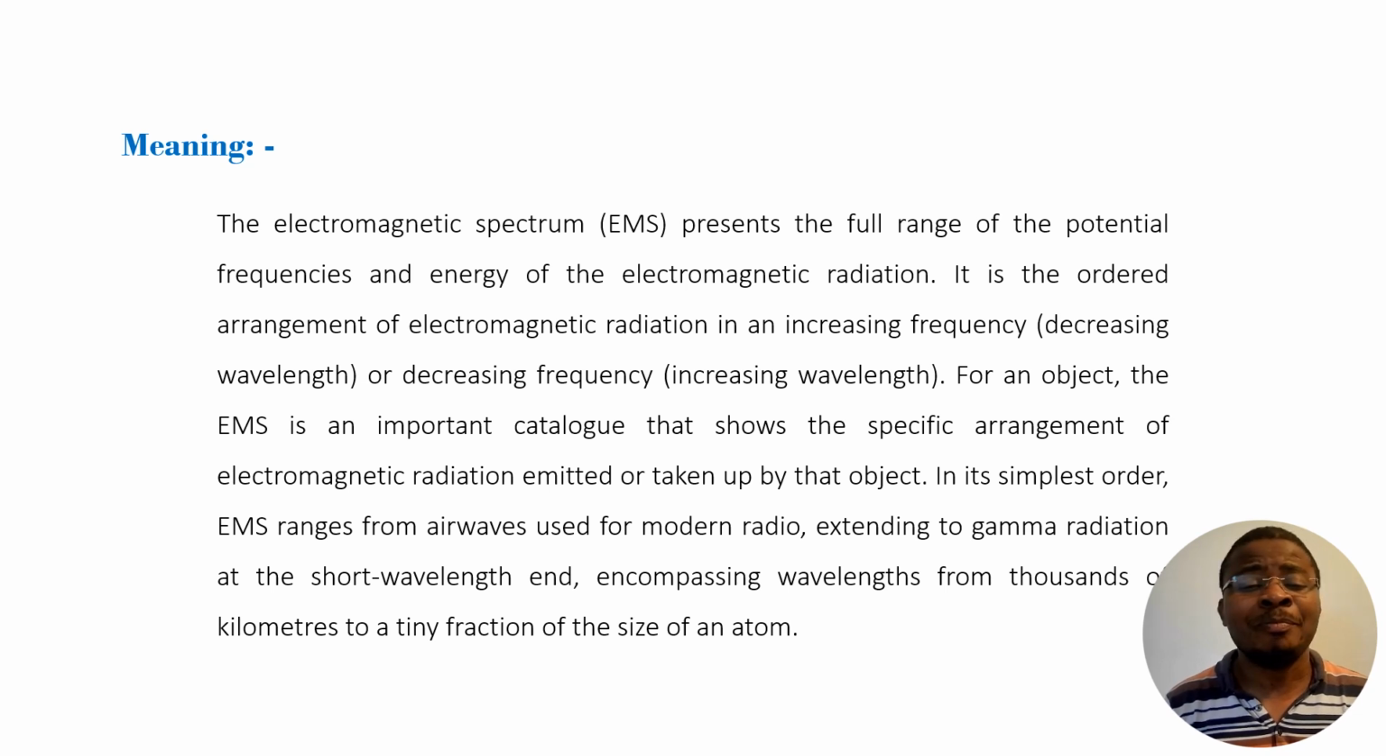In its simplest order, electromagnetic spectrum, or what I may call EMS, ranges from air waves used for modern radio and then extending to the gamma radiation at the short wavelength end, encompassing wavelength from thousands of kilometers to any fraction of the size of an atom.